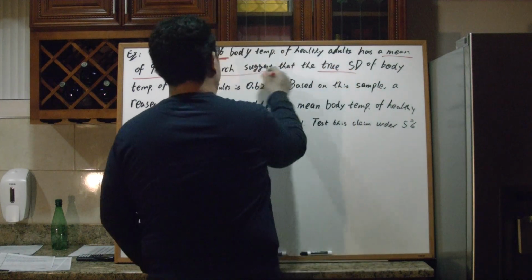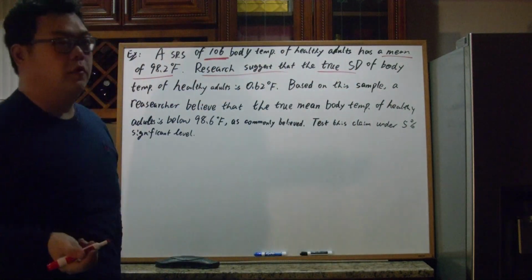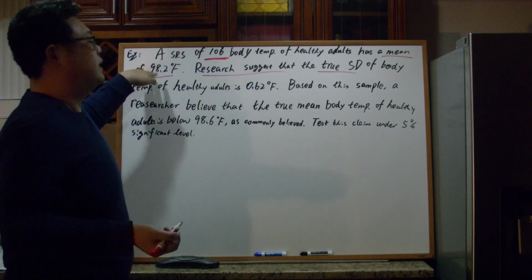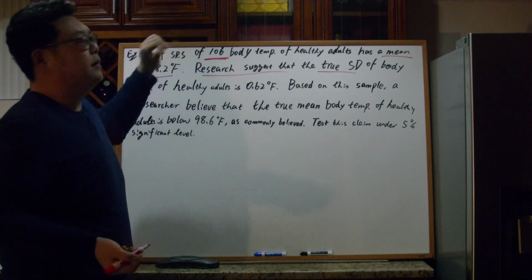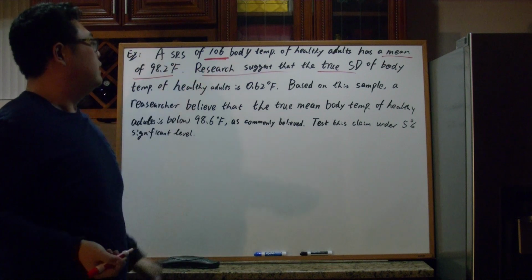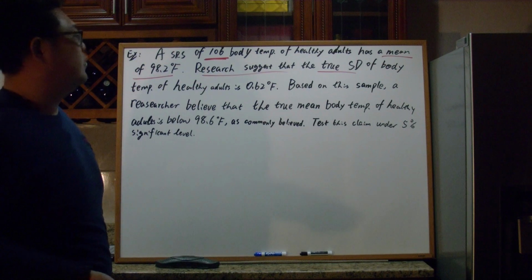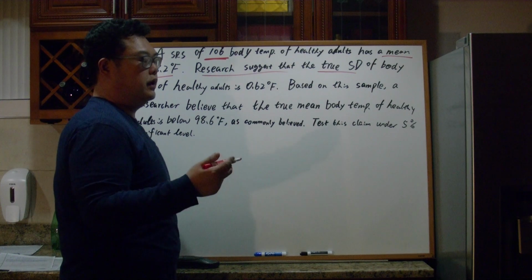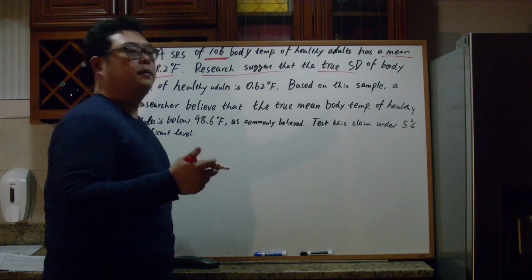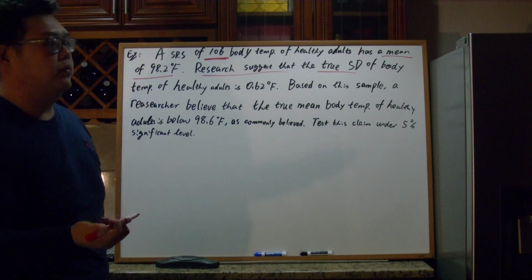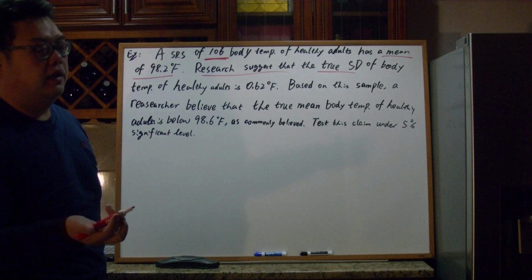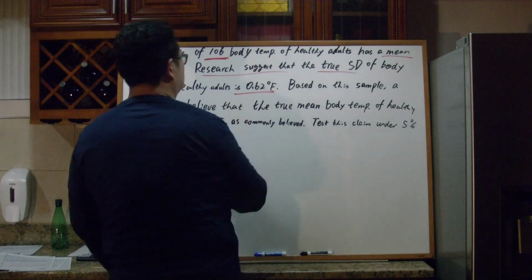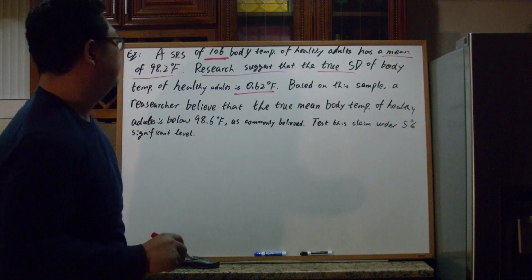Research suggests, and this wording is more general. Compared to the first one, which is the specific sample mean from those 106 people, the second sentence is more general: the true standard deviation, which we have seen in the last chapter. The true standard deviation refers to the parameter. The true standard deviation is 0.62 degrees Fahrenheit.